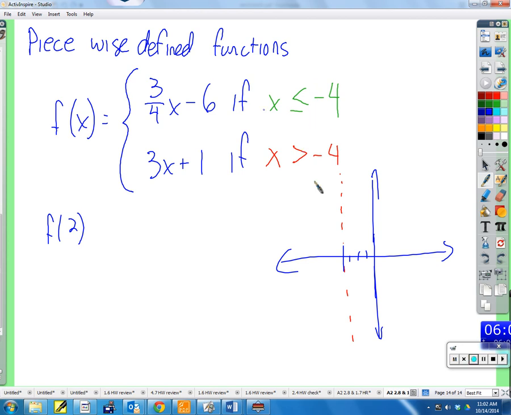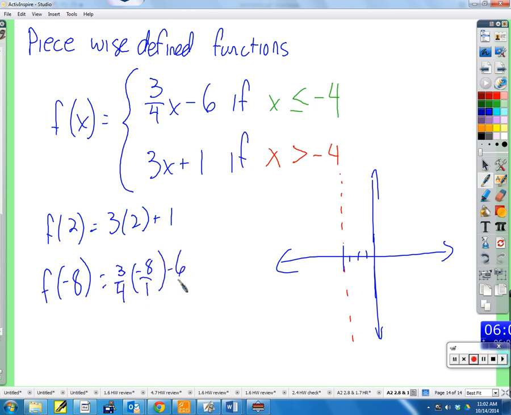So x is bigger than negative 4 in this case because x is 2. 2 is bigger than negative 4, so I'll use this function. That's going to be 3 times 2 plus 1. How about f of negative 8? That's the top one, because negative 8 is less than negative 4. So I'll do 3 fourths times negative 8 over 1, minus 6.